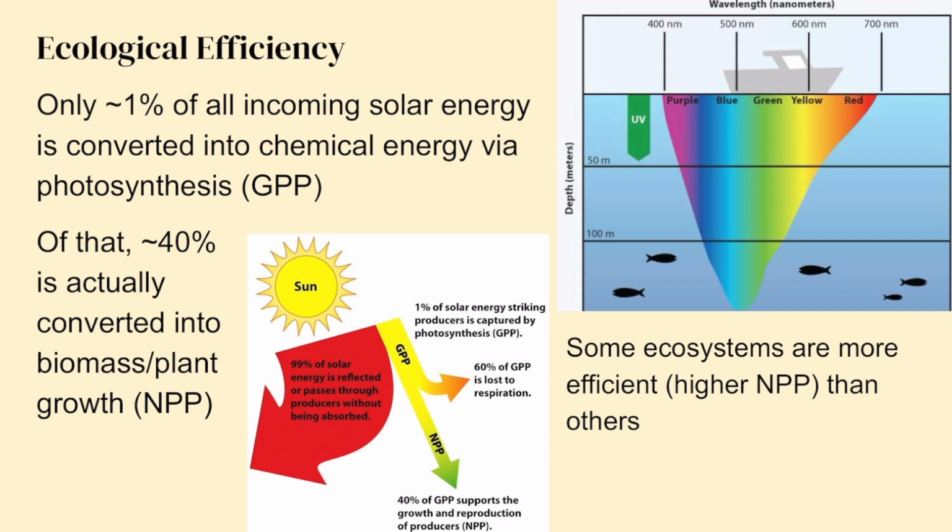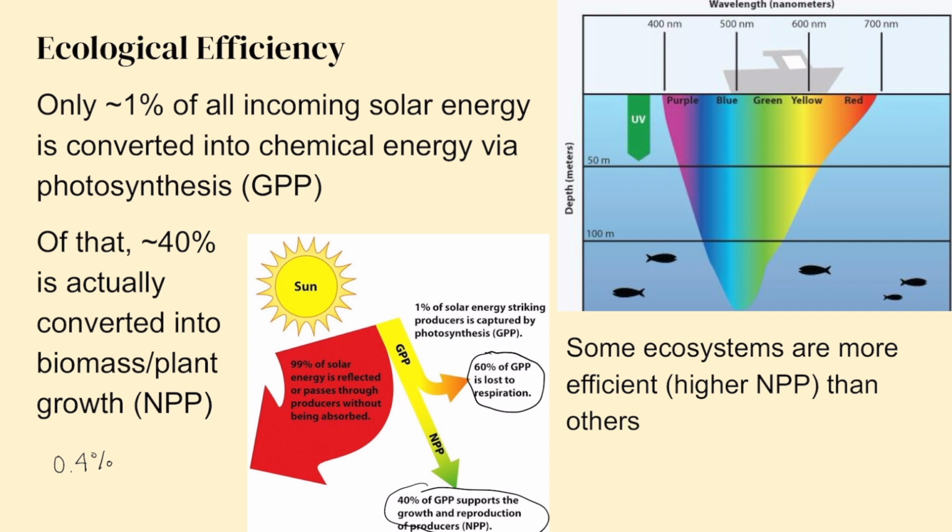Of that 1% of the total energy, about 40% is converted into biomass, or plant growth. That means 60%, if we look at this diagram right here, is used up by plants to do their own respiration. About 40% is used to actually help those plants grow, and that energy can then be used by consumers in the ecosystem. So only about 0.4% of incoming solar energy is actually accessible to consumers.